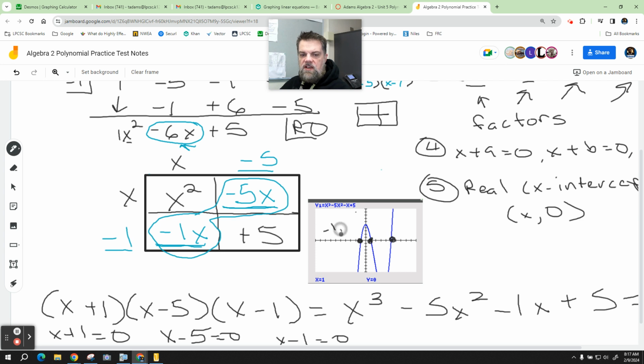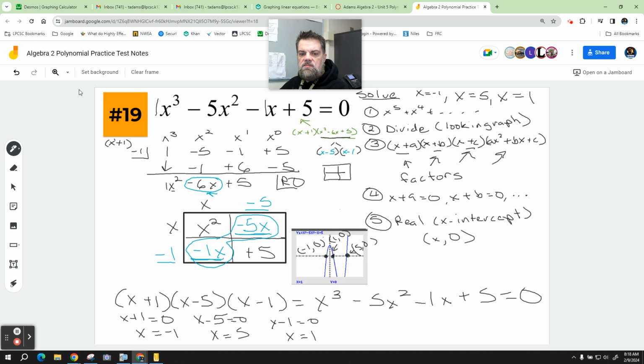In other words, the point -1 comma 0 is a 0. This point here is 1 comma 0. That's a point. And then this point here is 5 comma 0. So that's what we're solving for, is what makes that equal 0. What value of x makes that equal 0. Okay? I'll zoom out so you can see all that. So this is our solution, is what I'm saying. This stuff right here.